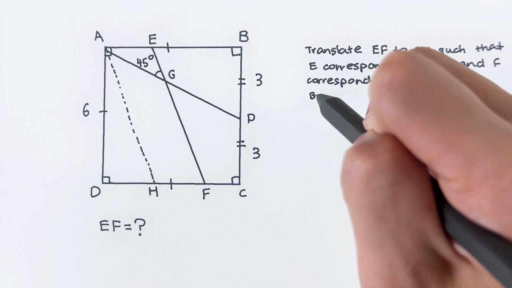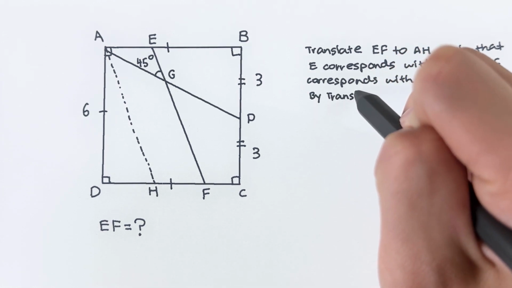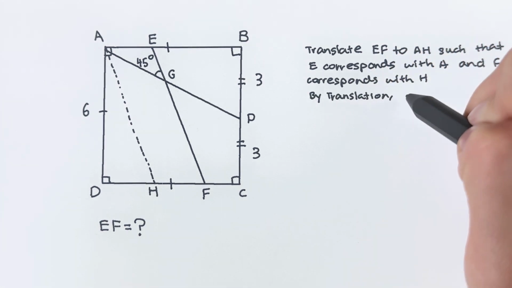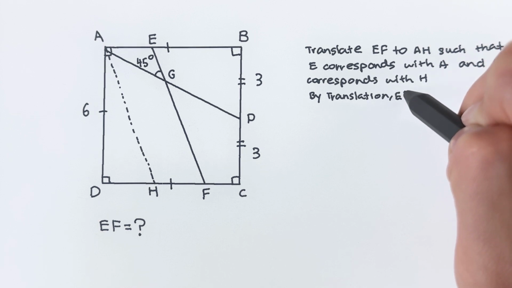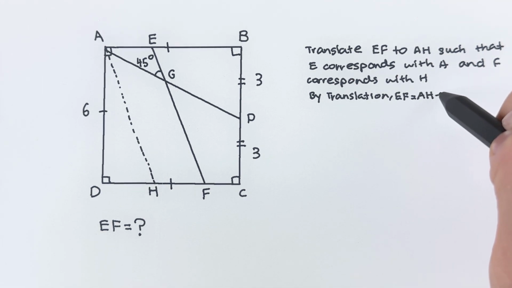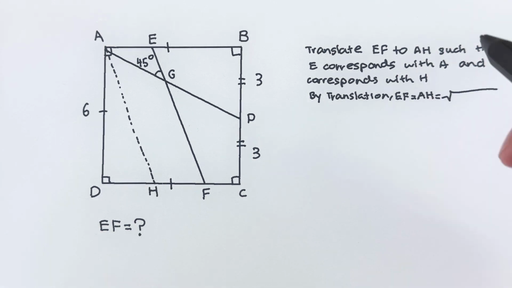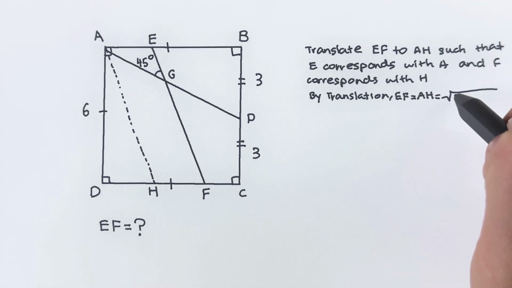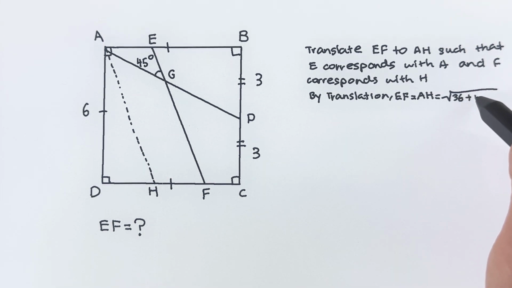So by the translation, we will get that EF equals AH, which equals the square root of AD squared plus DH squared. So we become the square root of 6 squared plus DH squared. So it becomes 36 plus DH squared. So our new goal is to find the length of DH.